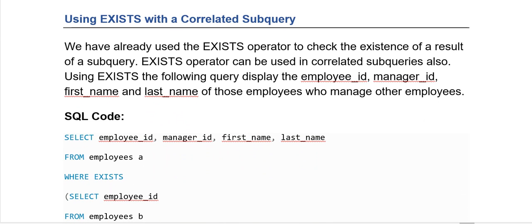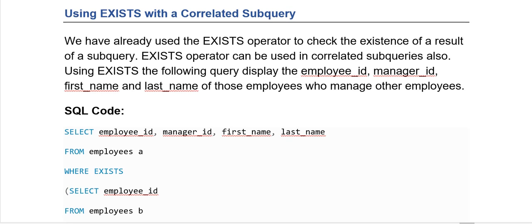Now we can use the EXISTS keyword in the correlated subquery. We have already used the EXISTS operator to check the existence of a result of a subquery. Existence means not null, so it should have some value. For that purpose we use the word EXISTS. The EXISTS operator can be used in correlated subqueries also. Using EXISTS, the following subquery displays the employee ID, manager ID, first name and last name of those employees who are managers of other employees. You can see the command for the example.